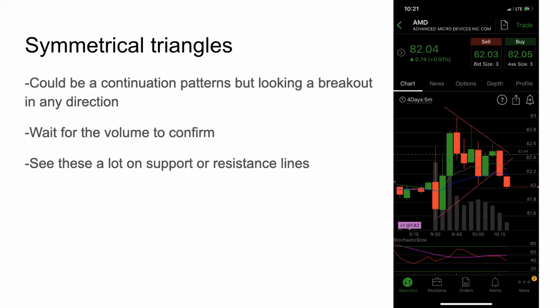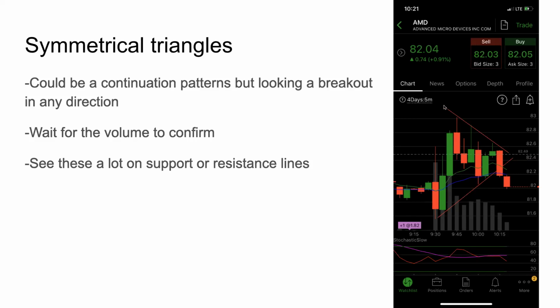All right, next we have symmetrical triangles. These triangles are pretty confusing. They do require patience and strict trader discipline not to get faked out. These are also considered continuation patterns, but a lot of times they do break out in any direction. That's why I say you have to wait for the initial move. There's no initial move on this. It just forms out of nowhere.